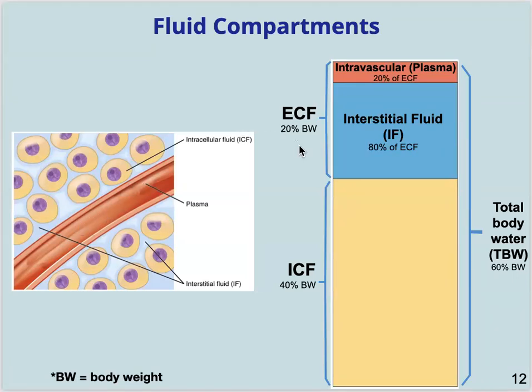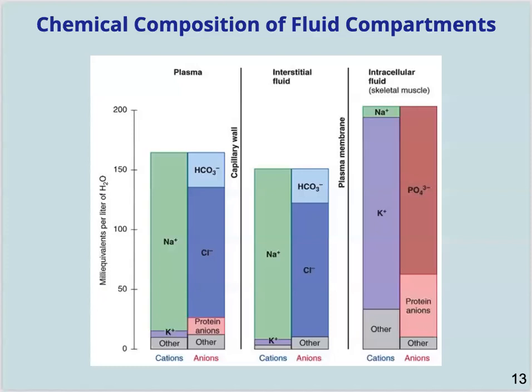Okay, and if we look at the amount of ECF found in our intravascular space versus in the interstitial space, we see that around 1/5 of the ECF volume is located inside our blood vessels, whereas 4/5 of it is in the interstitial space. Now, looking at the chemical composition of these different fluid compartments, we see that the chemical composition of plasma and interstitial fluid are very similar.